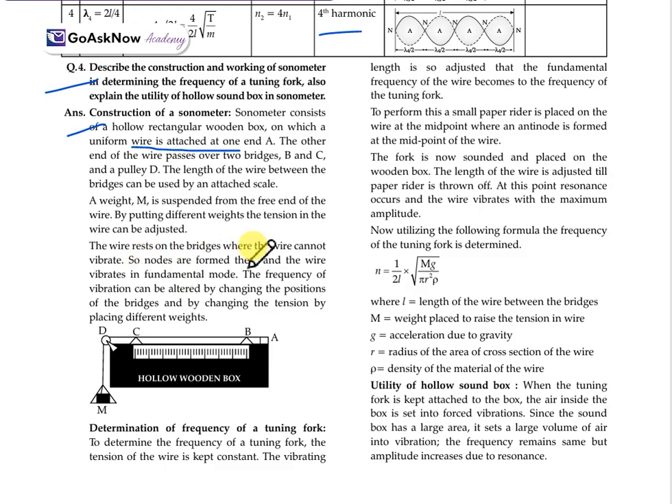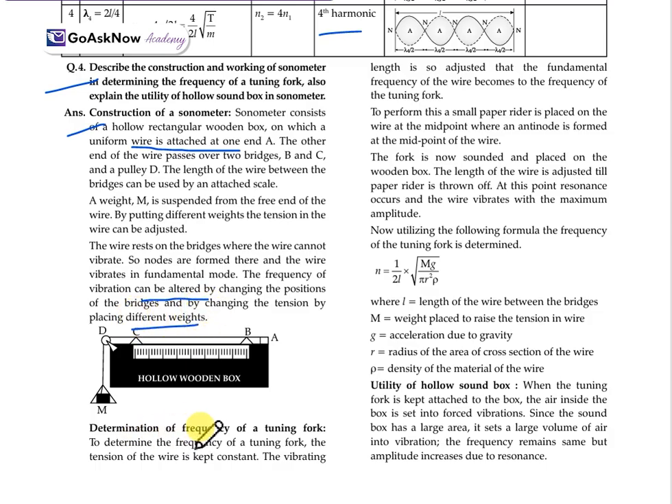The wire rests on the bridges where the wire cannot vibrate. So nodes are formed there and the wire vibrates between them. In the fundamental mode, the frequency of the vibration can be altered by changing the position of the bridge. It can also be altered by changing the tension, by placing different weights.